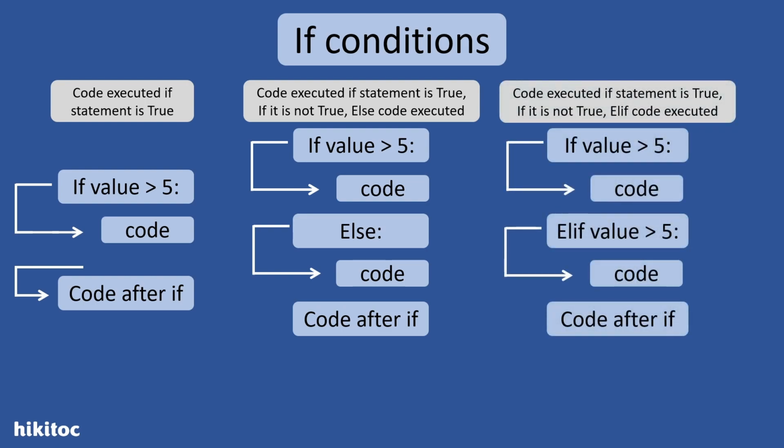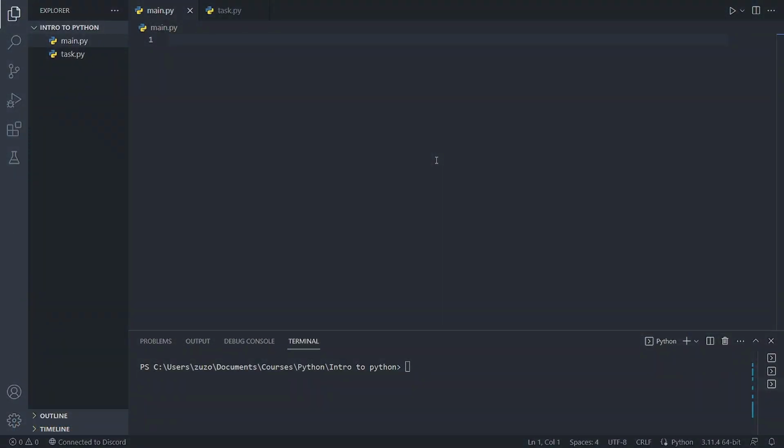And the third type is if-elif. Elif means else if. This statement executes different blocks of code based on multiple conditions. Now let's practice and see some examples.